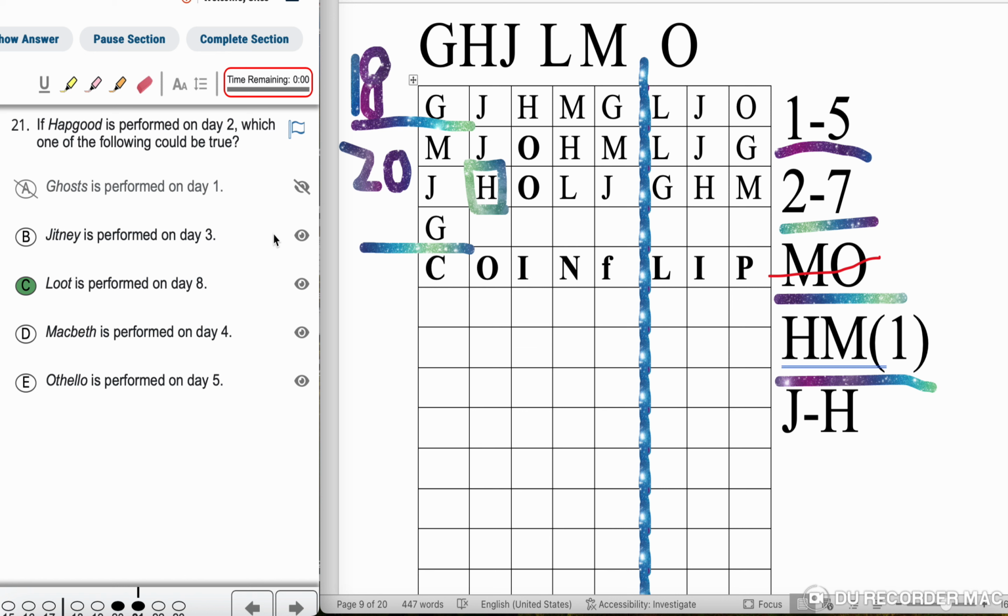J is on day 3. If you do the coin flip trick and put J in 3, you have J after H, and according to the conditions, J needs to be before H. So this condition right here is preventing the first 2 from being an option. So go ahead and remove it.